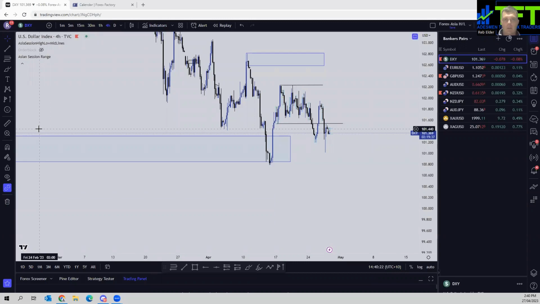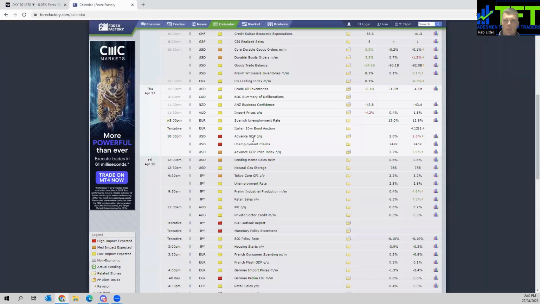We've had some pretty volatile price action so far this week, but now we're starting to set a direction and get a bit of a bias coming along. So we'll do a breakdown of the Dixie, Euro USD, and GBP USD. Firstly, we'll go over to the economic calendar here.